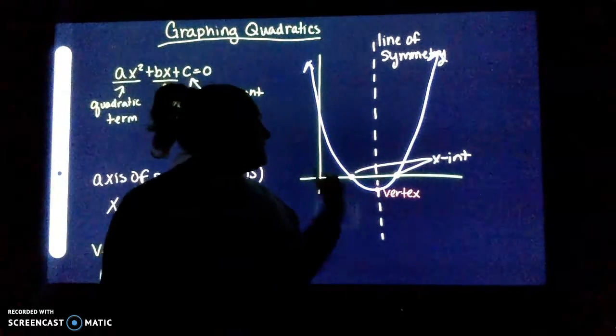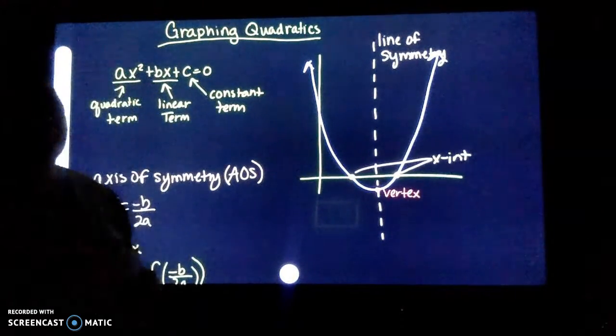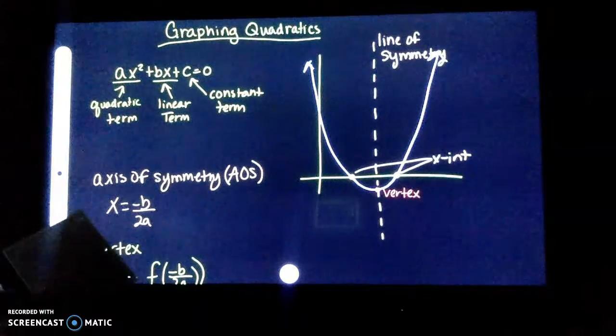Where the graph crosses the x-axis are our x-intercepts. They are also called the roots or the solutions to the quadratic. They also are called the zeros.